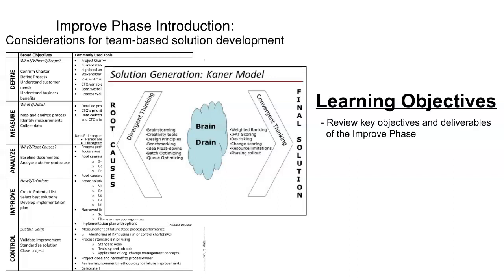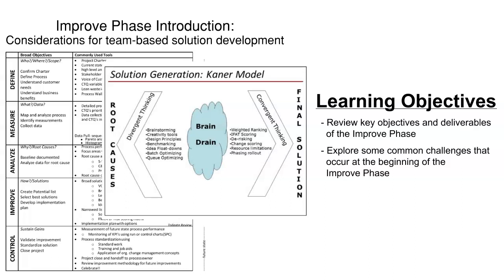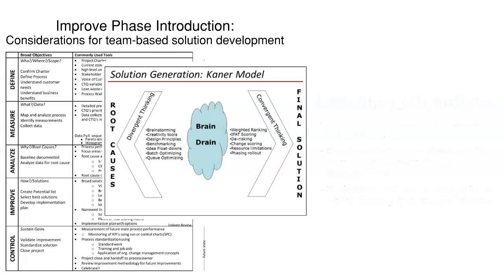We'll identify beginning of improve phase roadblocks that teams often encounter. We'll also spend some time exploring end of the phase roles and responsibilities and expectations after the solution implementation plan has been created, and introduce what I sometimes call the missing phase of a DMAIC style project, and that is the implementation after the solution plan has been approved.